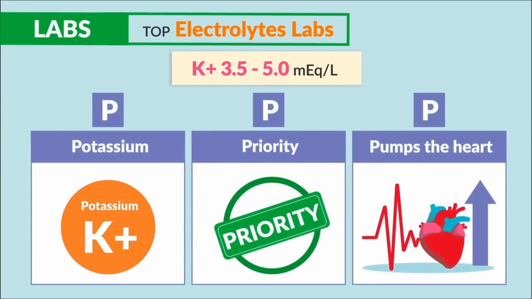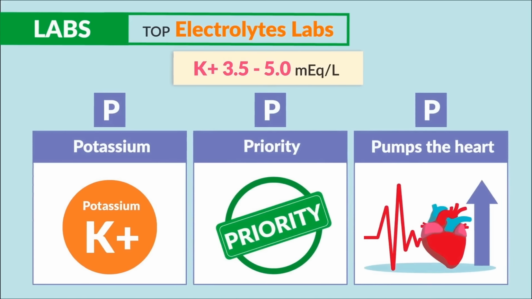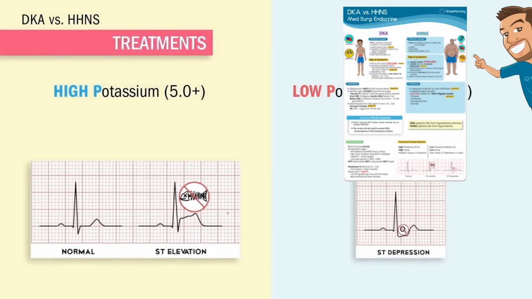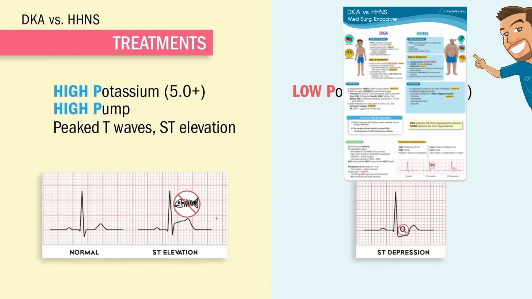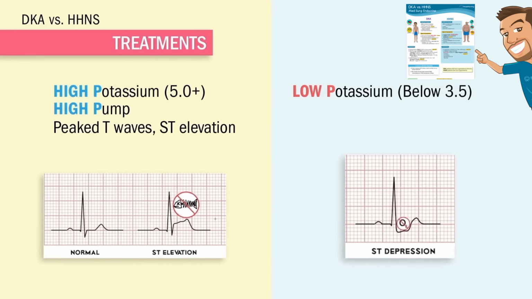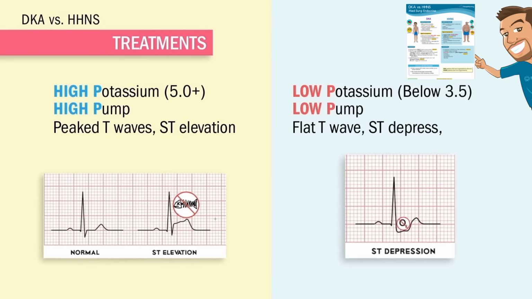So let's cover all the key points from our MedSurg video here. So just think high potassium, we have high pumps. So we get peak T waves and ST elevations for potassium over 5.0. And the exact opposite for low potassium below 3.5, just think low pumps. So we get flat T waves and ST depression, and even this weird little U wave.